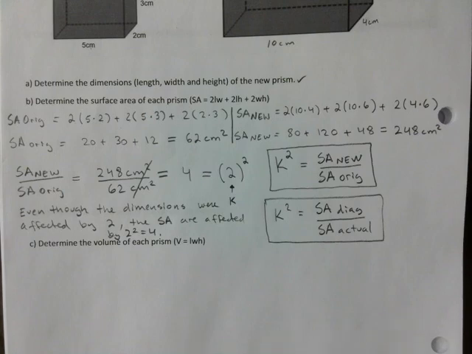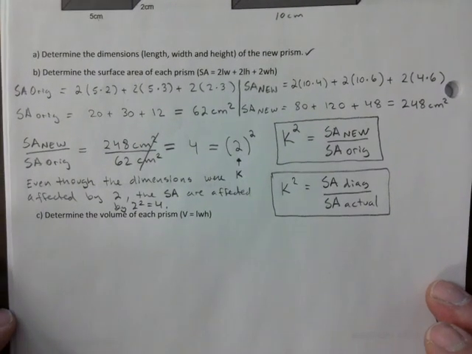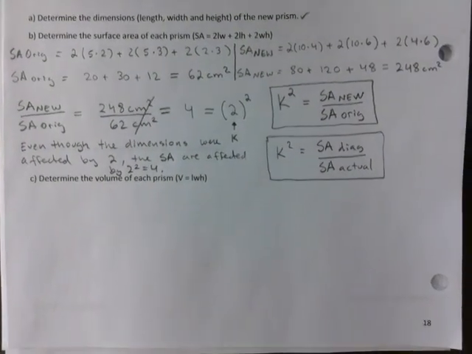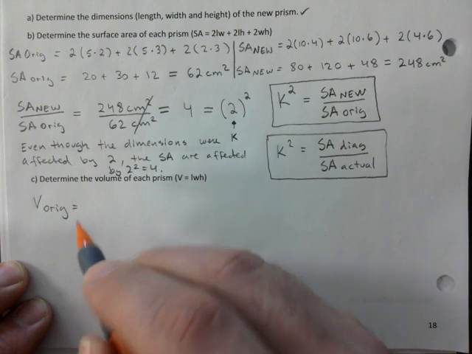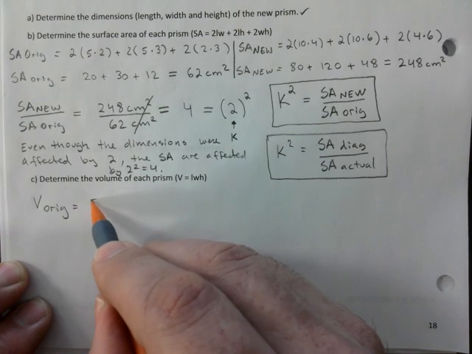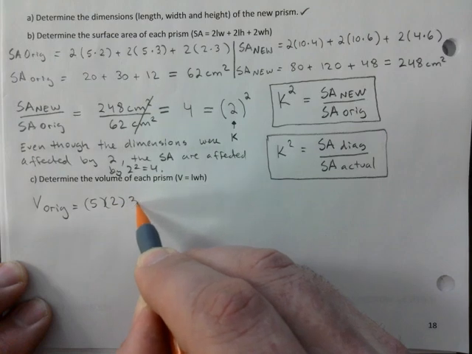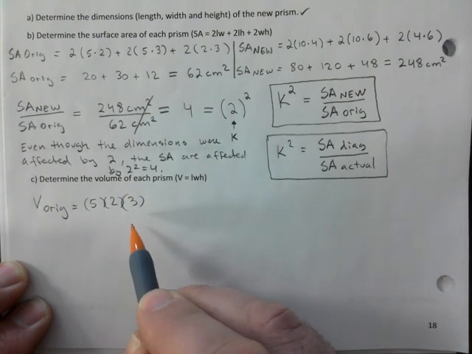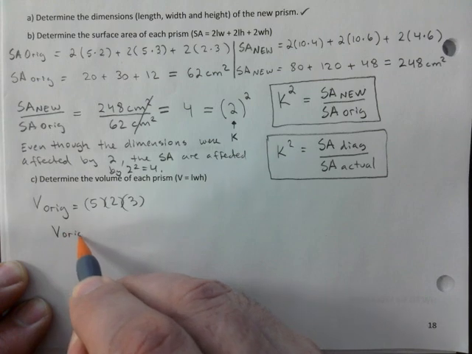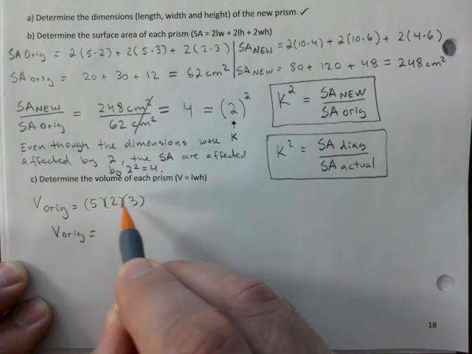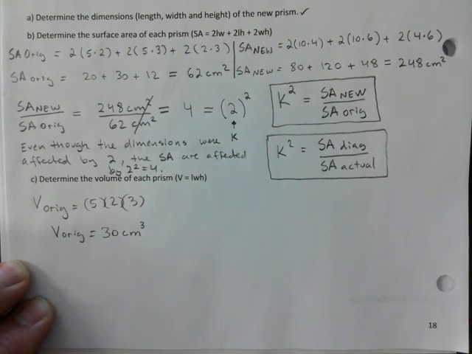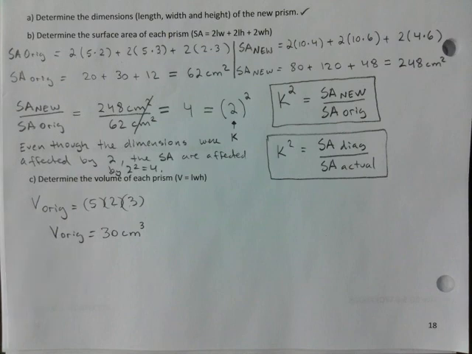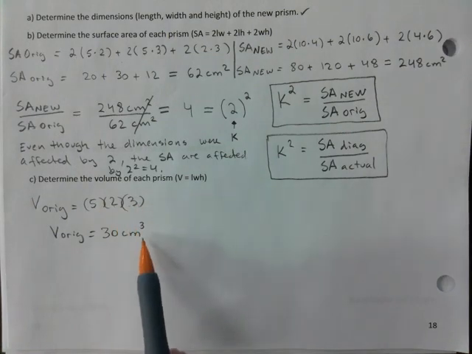What about the volumes? Volume is a little easier, thank goodness. If we look at the volume of the original, that would just be length times width times height, right? 5 times 2 times 3. So the volume of the original is 5 times 2 is 10, times 3 is 30. And I would expect you to know that your units would be cubed, right? Because it's centimeter times centimeter times centimeter, like centimeters literally multiplied 3 times.